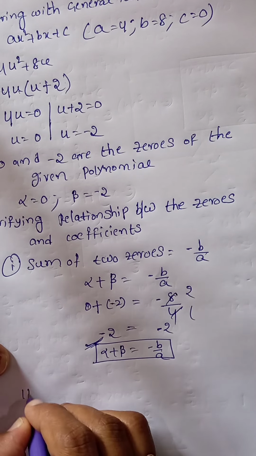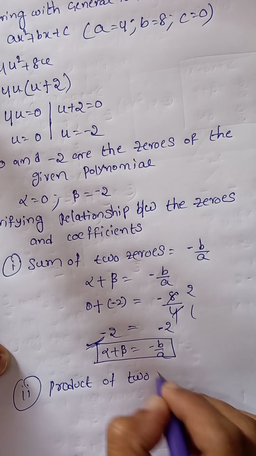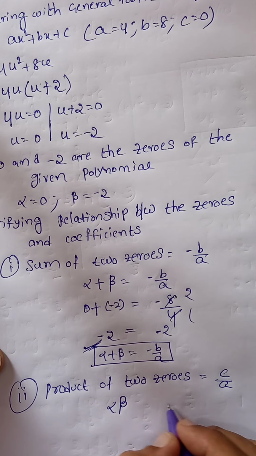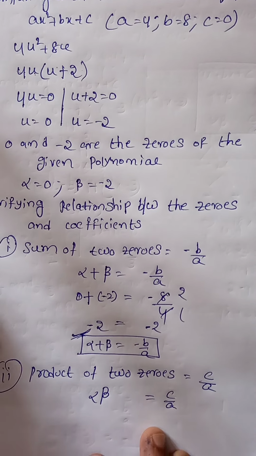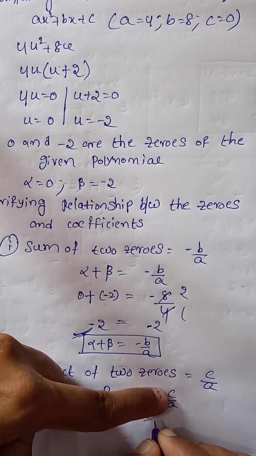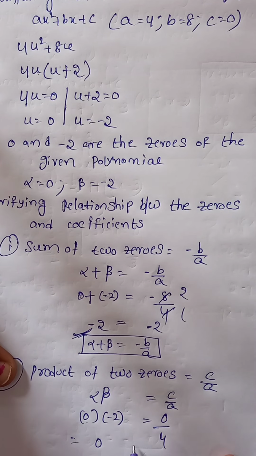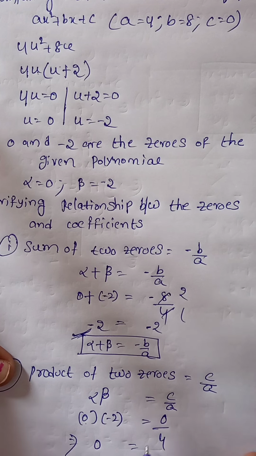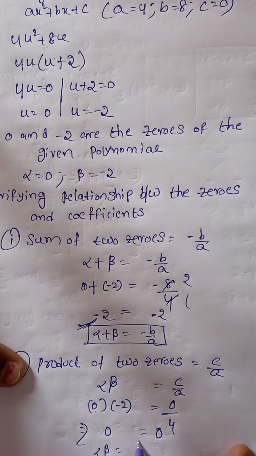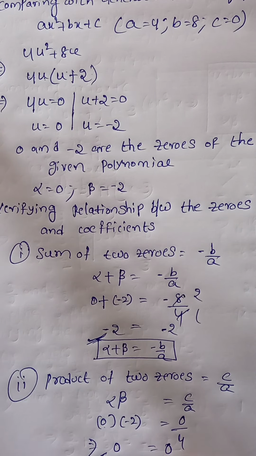Next, product of two zeros. Product of two zeros equal to C by A. Formula is alpha into beta equal to C by A. Okay, what is alpha value? 0. What is the beta value? Minus 2. Equal to, what is the C value? 0 divided by A value is 4. 0 into anything equal to 0. Equal to 0 divided by 4 equal to 0. So we have proved alpha into beta equal to C by A. These are the relationships between zeros and coefficients of the terms. Thank you for watching.